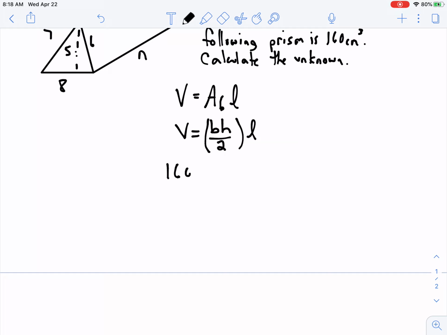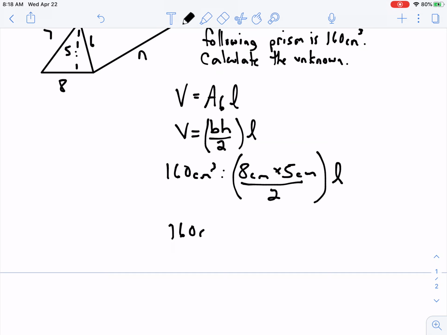Volume we know is 160 cubic centimeters. My base is 8 centimeters. My height is 5 centimeters. And I'm dividing all that by 2, and I'm taking that answer and multiplying it by my n, or my unknown, my length. So all it's a matter of doing now is completing the question. 160 doesn't change on the left side. The right side, however, 8 times 5 is 40. 40 divided by 2 is 20 centimeters squared times my length.